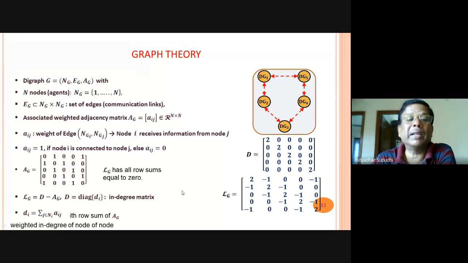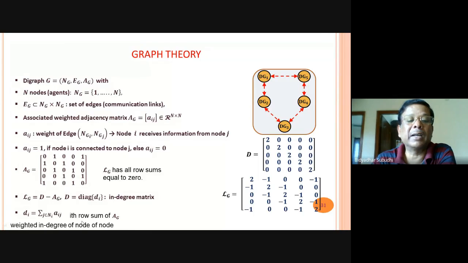Now we have another matrix called the D matrix. This D matrix is basically the summation of all the a_ij for the nodes, the sum of the ith row of A_G. Ith row means, let us say, if you take the first row, the summation is 1 plus 1 equal to 2 here. Therefore the d_i are the entries of this D matrix, what is called the in-degree matrix.